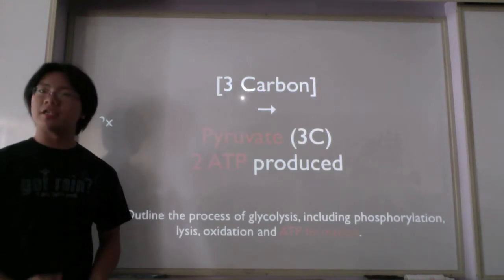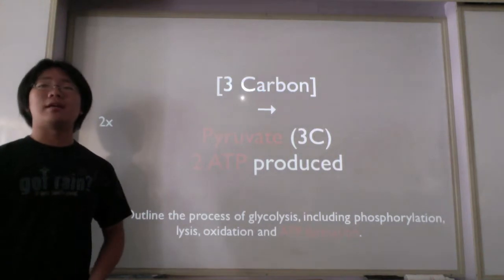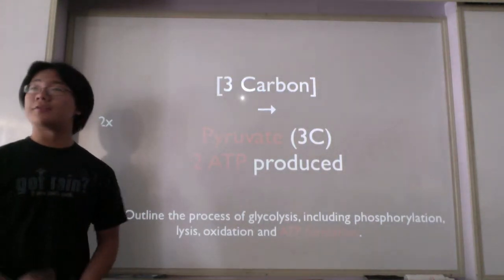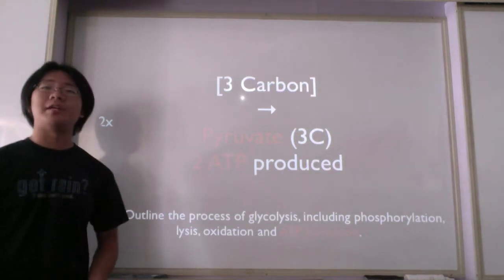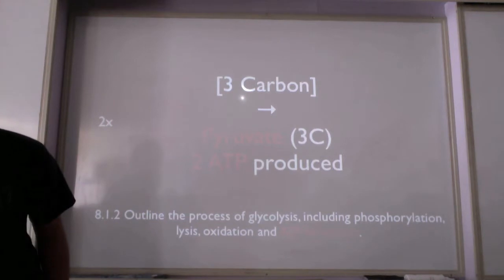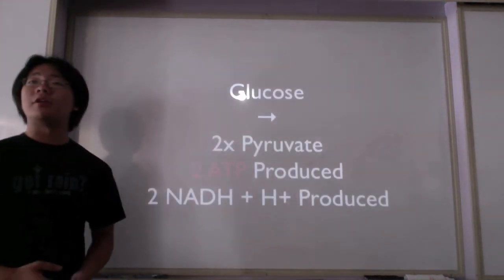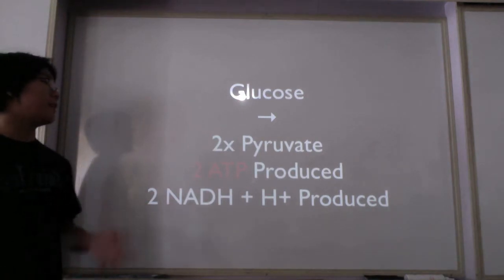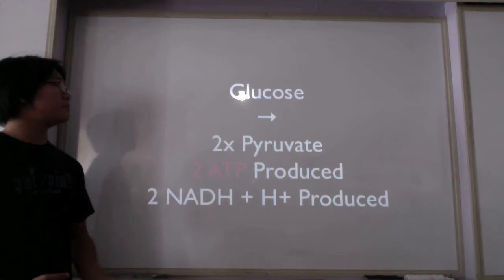You'll notice that in the previous step, in the phosphorylation step, 2 ATP were consumed, and over here 2 ATP are produced, so meaning there's a net 0 at this point. But because this happens for both of the 3-carbon compounds, in effect, the net gain is, or the net change is, 1 glucose produces 2 pyruvate molecules, 2 ATP, and 2 hydrogen carriers.